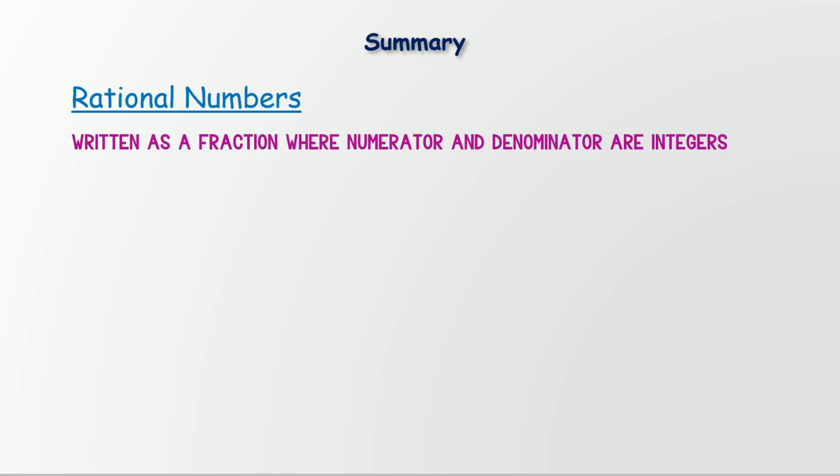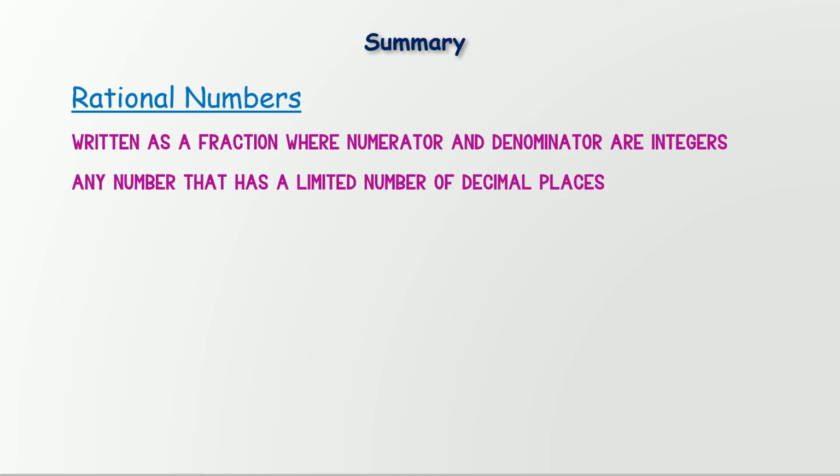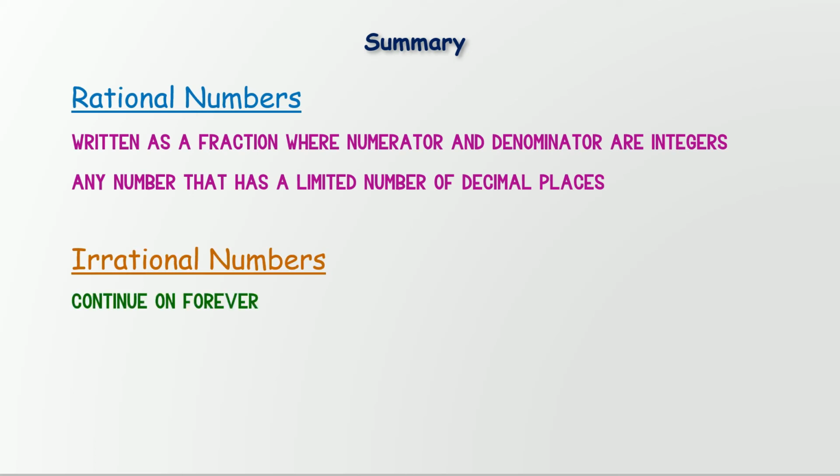So in summary, a rational number is a number which can be written as a fraction where the numerator and denominator are integers, any number that has a limited number of decimal places. And an irrational number continues on forever, and we would have to round them if we wanted to write them down. That's all for this video.